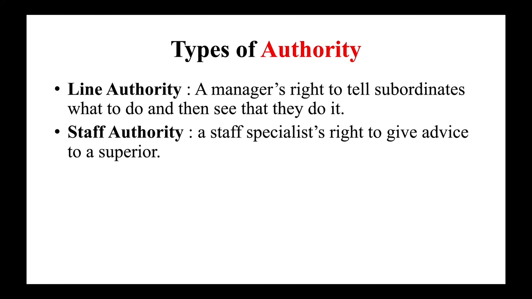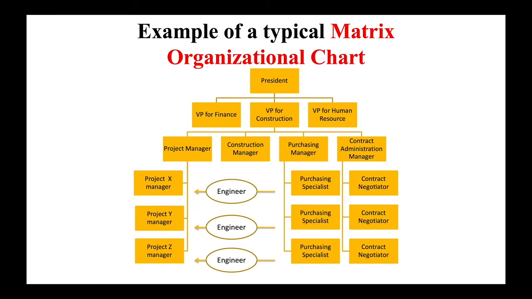Next, we have the staff authority. A staff authority is a staff specialist right to give advice to a superior. Ano naman ito? Baliktad. Yung staff naman, yung magbibigay ng advice doon sa head niya, sa superior niya. Bakit kaya? Kasi nga, si staff is specialized siya doon sa ginagawa niya. For example, balikan natin itong previous organization. Si purchasing specialist, inaral niya talaga yung purchasing and nakatutok siya before sa amin, no, si purchasing na staff.